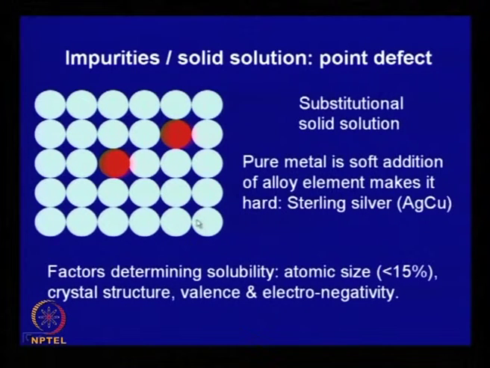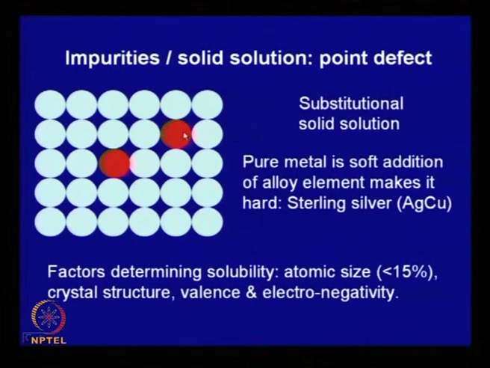Now, pure metal, as has been mentioned, is soft. An addition of alloy element makes it hard. This example I gave is that of sterling silver. Now, what are the factors which will determine how much atom a particular lattice can dissolve, how much amount of another metal?